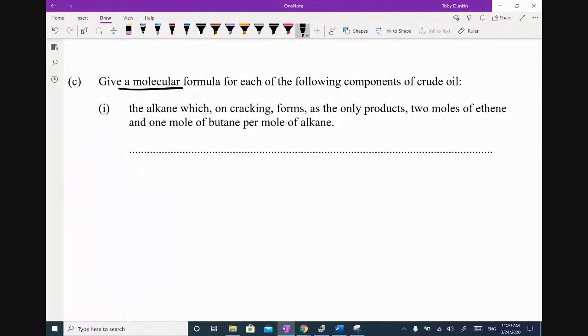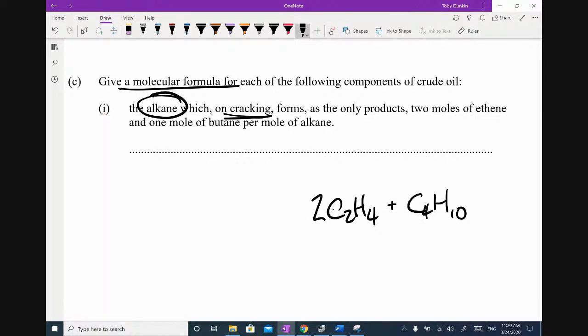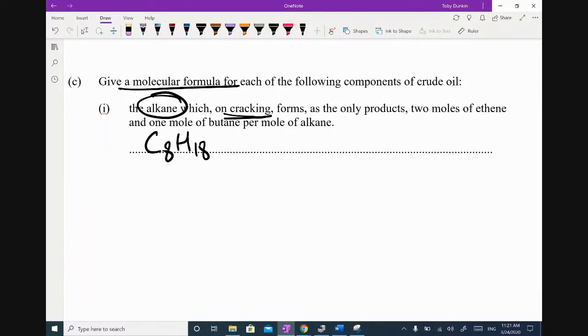So give a molecular formula for each of the following components of crude oil. The alkane on cracking forms as the only products 2 moles of ethene, C2H4, 2 moles of them, and 1 mole of butane, C4H10, double it and add 2, 10. Right, put it back together, folks. That's all you have to do here. So I've got carbons, 4 plus 4, so I've got C8. How many H's? 8 plus 10, so 18. And we're done. There's my answer. Clever question, getting you to reverse it. I think that's really neat.